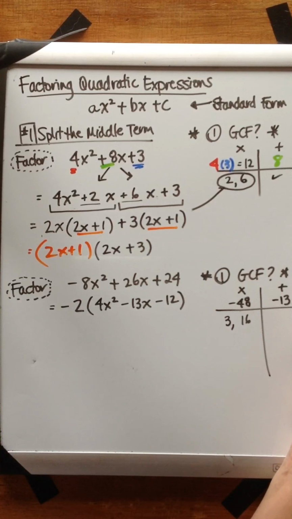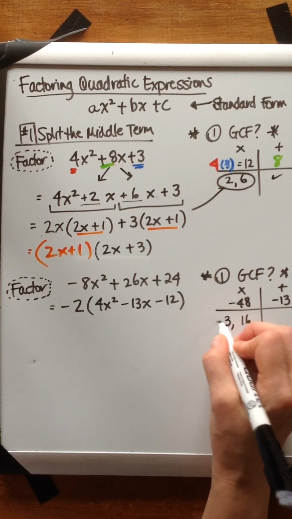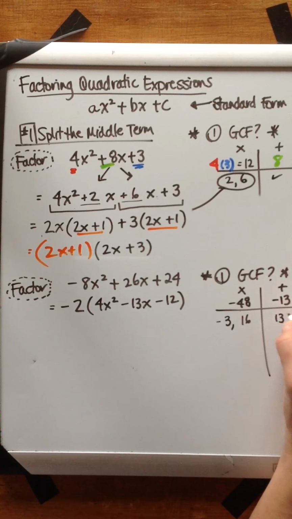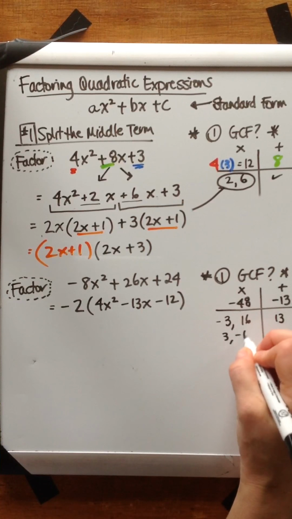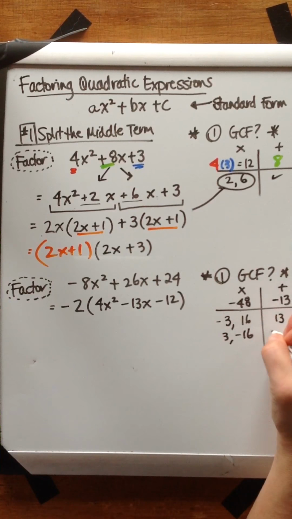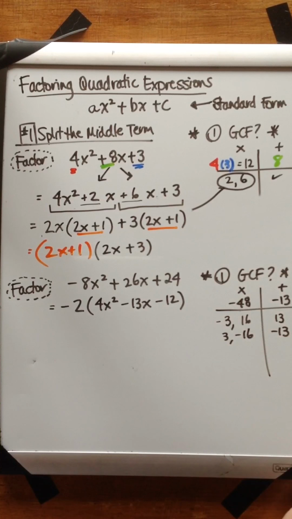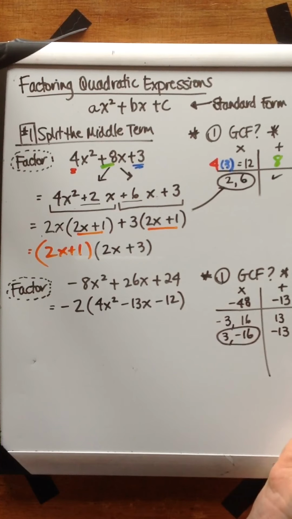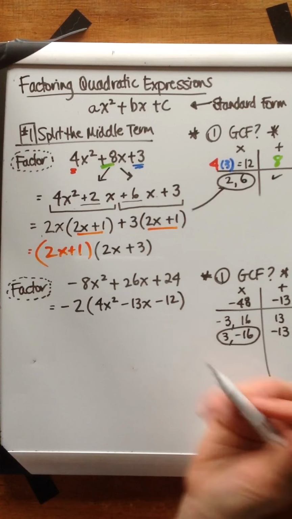So what happens if I put the negative with the 3? Well, then they would add to give positive 13. Close, but not quite. So that would mean that the negative has to go with the 16 instead, so that they add to give negative 13. So here are my 2 factors that I can use in splitting the middle term.